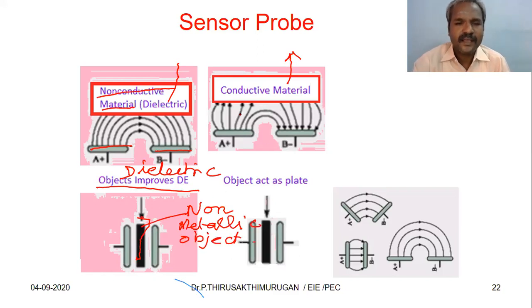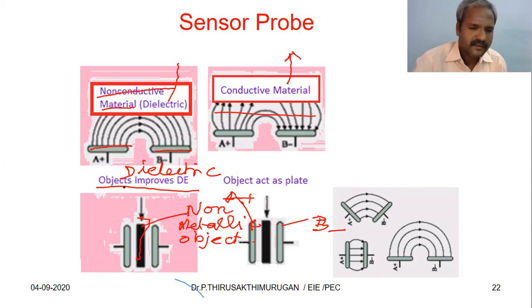Whereas when the conductive material approaches, you see the dielectric field is distorted. That means when the conductive material is approaching the probe, it acts as another electrode. You see here, this electrode, say consider A plus, this electrode B minus. Similarly here, this is A plus, this is B minus.